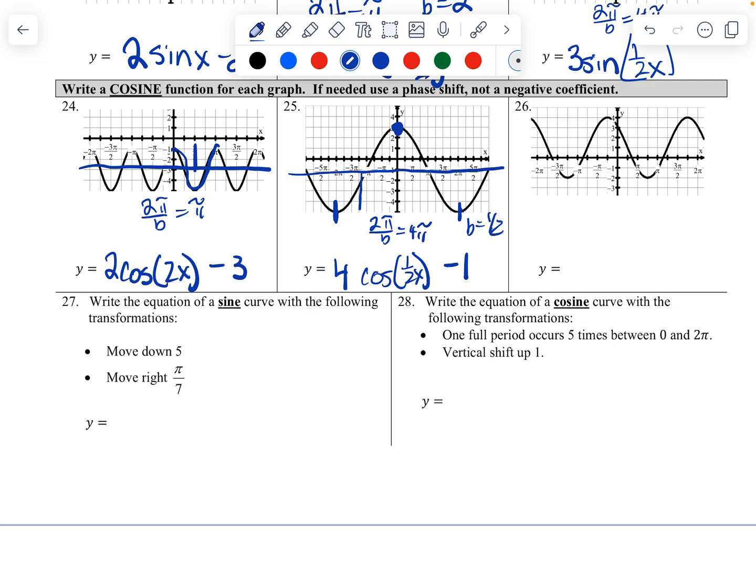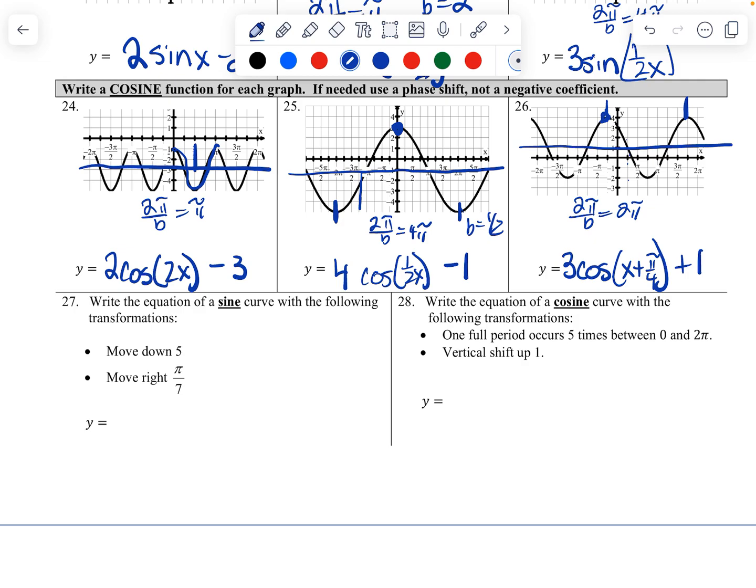Okay, so here's a cosine. Let's see, our midline is about right here. So it's at 1. 1, 2, 3. So our amplitude is 3. Our period, so from here to here, well, that's 2 pi. So 2 pi over b equals 2 pi. So b is 1, but it shifted back pi over 4. So this one has to be x plus pi over 4.